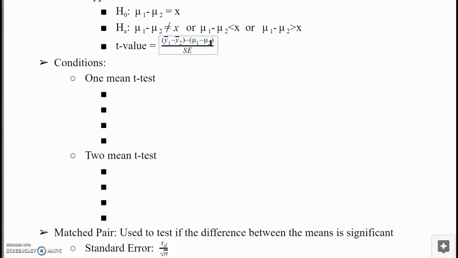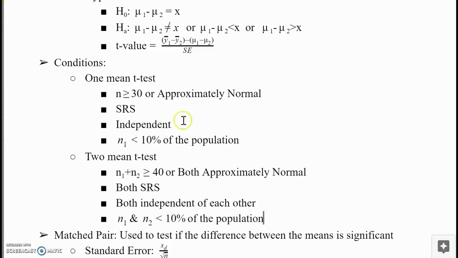Otherwise, if you remember, it is the exact same as for one mean as well as for my z interval and z test. So I'm going to quickly fill that up. Either your data is approximately normal, or your single sample size is greater than or equal to 30, SRS, independent, less than 10% of the population, or for two mean both approximately normal, the sum of these sample sizes is greater than or equal to 40, both SRS, both independent of each other and independent, and both of them are less than 10% of the sample.